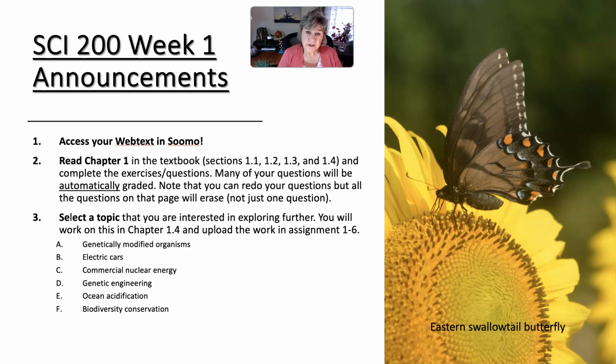Commercial nuclear energy, well, why is that coming up again? Because we are moving away from using fossil fuels, because fossil fuels and the combustion of them is causing so much damage to the environment, including climate change. So we're examining nuclear energy once again.